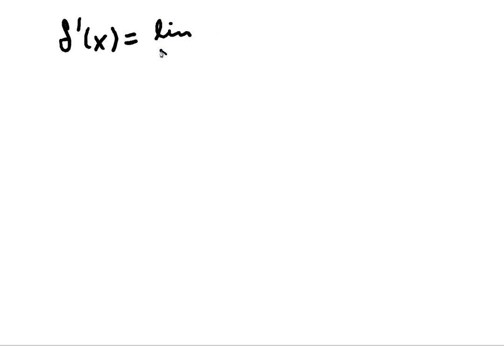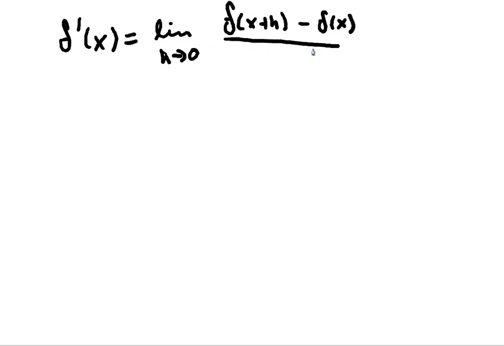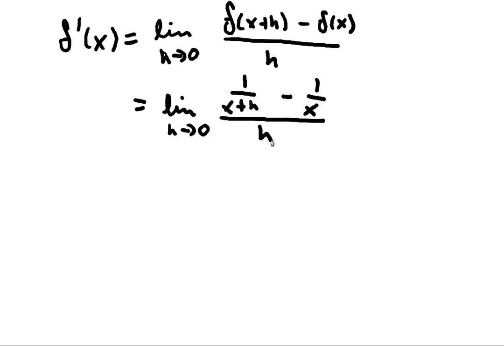So continuing on in that definition, I'm going to rewrite the definition here. Hope you remember what the values of f of x plus h and f of x are. So upon doing this substitution, this is the limit as h approaches 0 of 1 over x plus h minus 1 over x, all that divided by h.